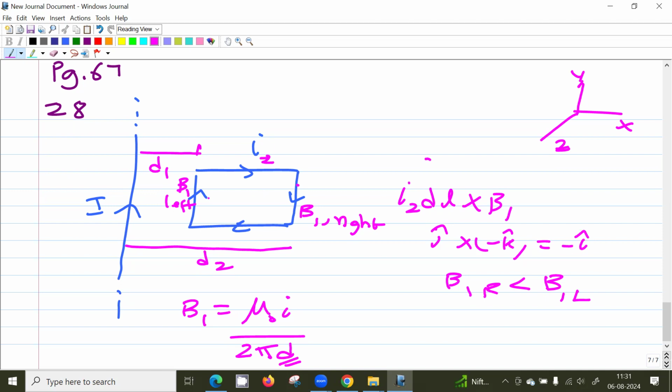Obviously, there's an attractive force between two parallel currents. So the force on this one will be towards the right. Anti-parallel currents will have a repulsive force. What is the magnitude of the force? Since the magnetic field on the right is weak, this force magnitude will be smaller. I'll make it a shorter arrow.